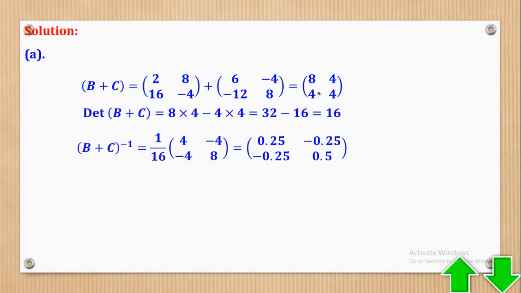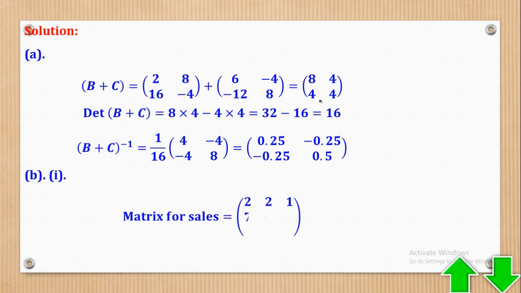So adjoint is got by interchanging entries in the major diagonal, so this 4 will come this side and the 8 will come this side. But for the minor diagonal, we change the sign, so this is positive 4, it becomes negative 4. This is positive 4, it becomes negative 4. So when I multiply 1 over 16 by every entry inside the matrix, I'll come up with 0.25, negative 0.25, negative 0.25, 0.5 as the inverse.